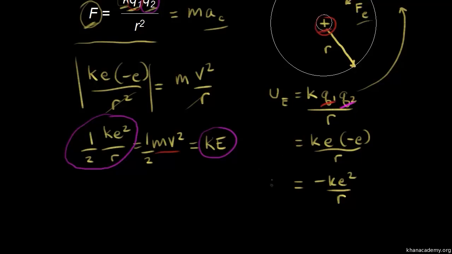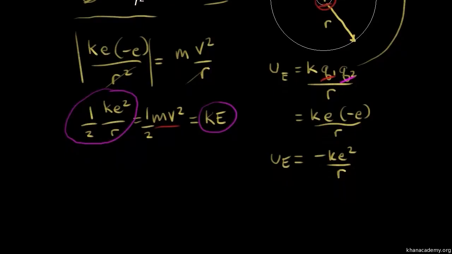Alright, so now we have the electrical potential energy and we have the kinetic energy. To find the total energy associated with that electron, the total energy, E total, is equal to the kinetic energy plus the potential energy. So this would be the electrical potential energy. Let's plug in those values. We found the kinetic energy over here, half k e squared over r. So we plug that into here.